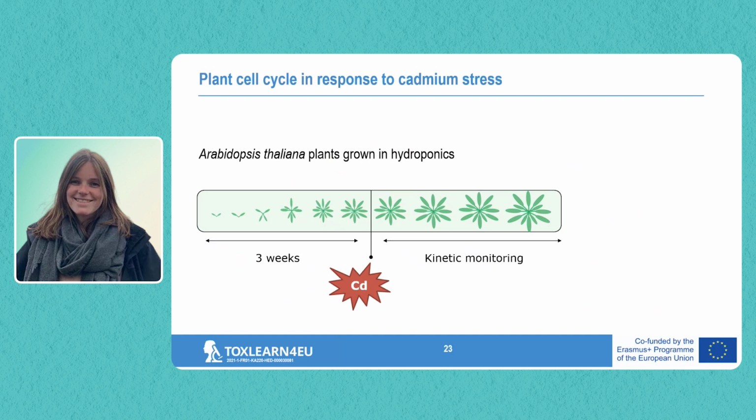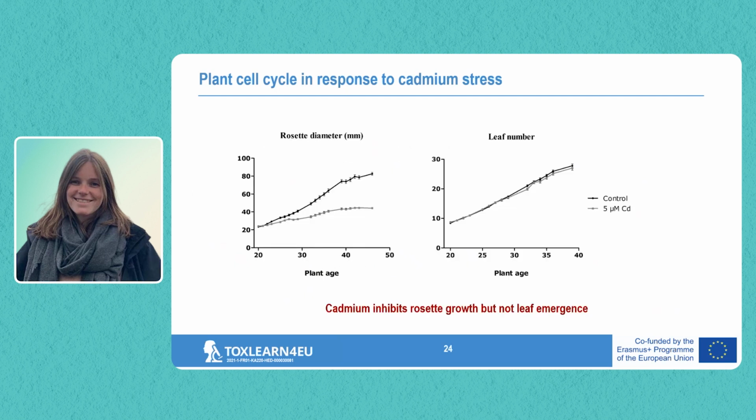So what I did is I grew my plants in hydroponics for 3 weeks under control conditions, and then I exposed them to 5 micromolar cadmium. And then I took samples at different time points after the start of the cadmium exposure. One thing that I first monitored was the rosette diameter, so the size of the leaf rosette. Here you can see this in black for the control samples and in gray for the cadmium exposed plants.